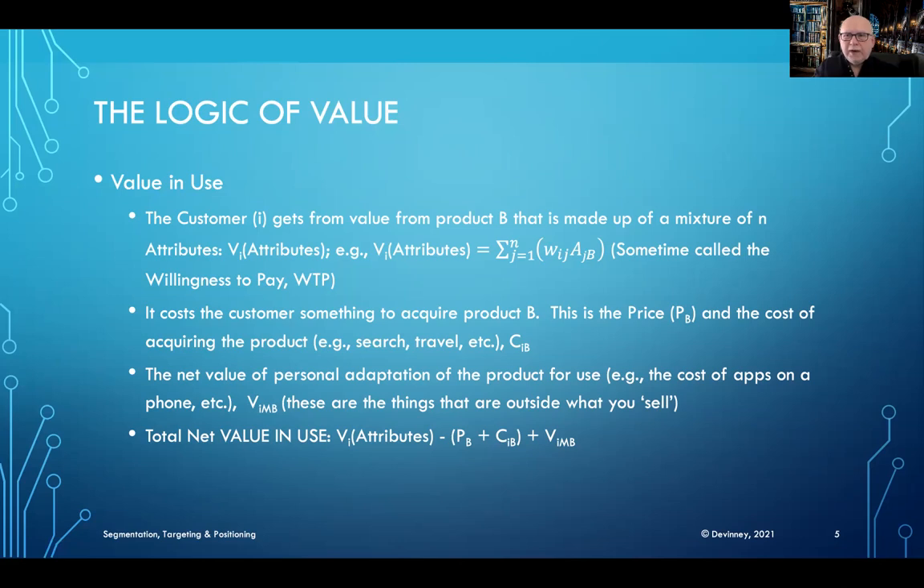So you have this interesting dynamic here, which says, okay, I'm looking at this net value relative to price, the cost of acquisition, and then the value the customer gets from how they adapt the product themselves, their co-production. Then it becomes an interesting equation where you could do lots of things with it.